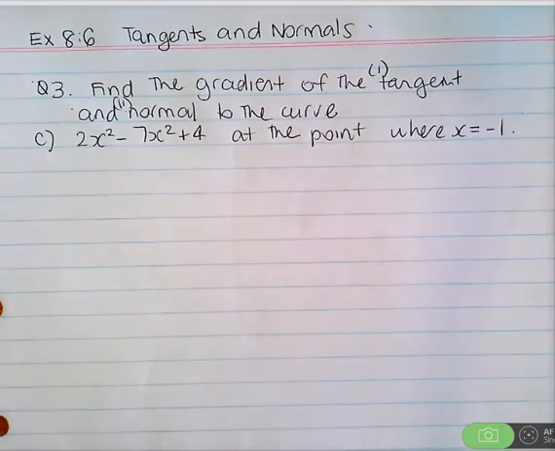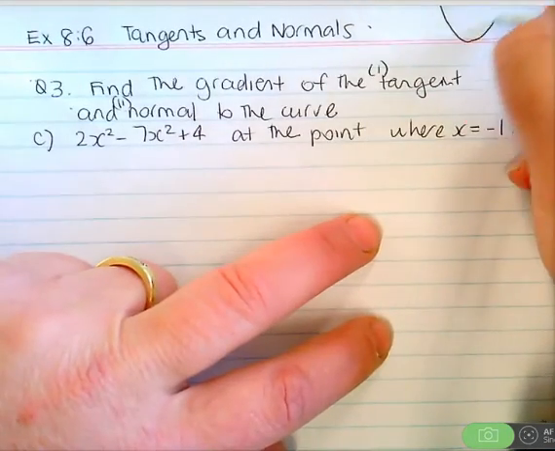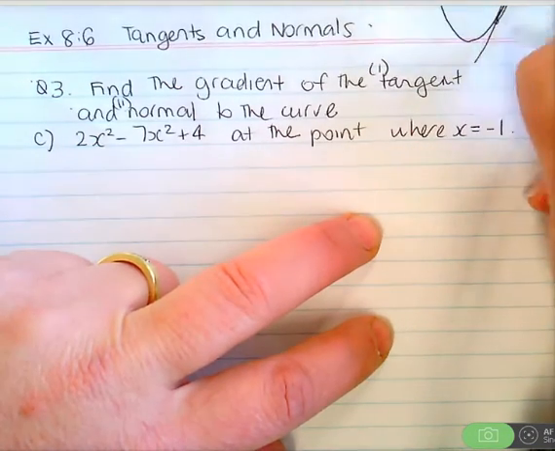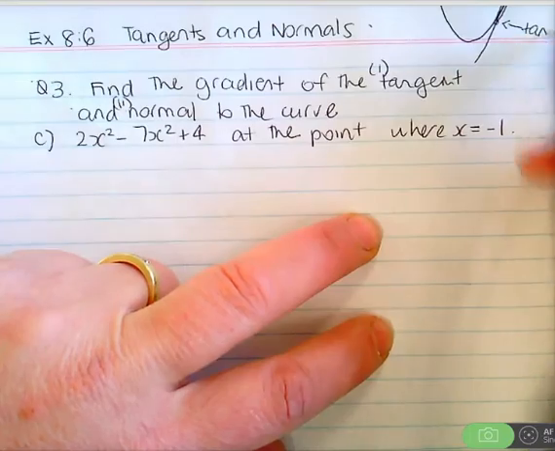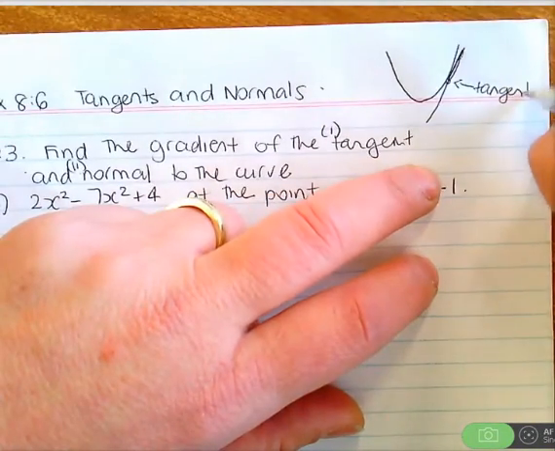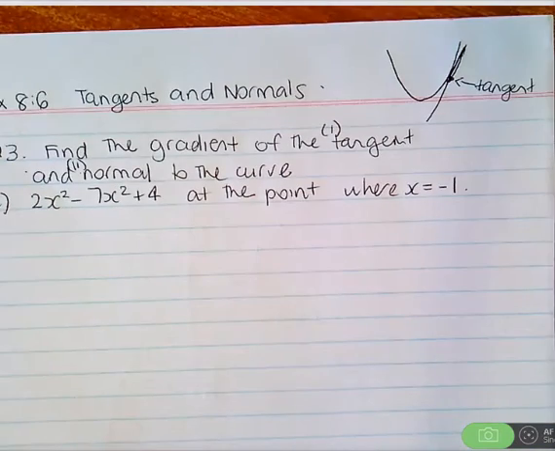Okay, girls, exercise 8.6, tangents and normals. Now, you know what a tangent to a curve is. It looks like this, where it only touches the curve at one point. So this line here is a tangent. If you've got a curve there, that's a tangent, touches the curve at one point.